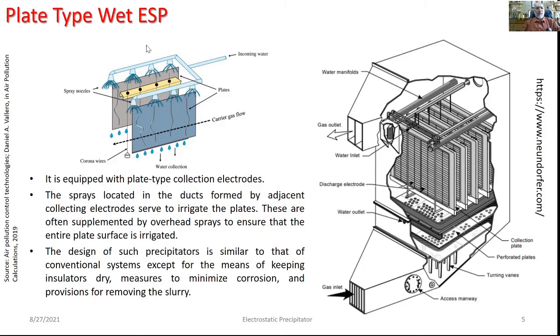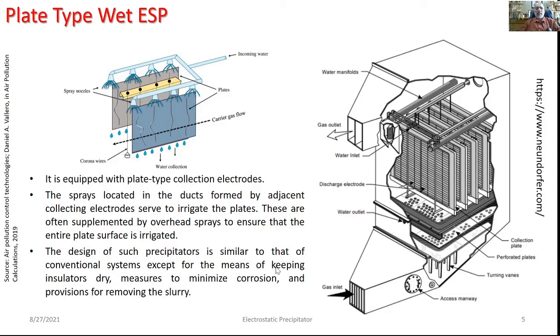This plate type wet ESP is equipped with collection electrodes in the form of plates. The sprays are located in the ducts formed by adjacent collection electrodes and serve to clean or wash those plates. These are often supplemented by overhead sprays to ensure that the entire plate surface is irrigated, that is, cleaned totally.